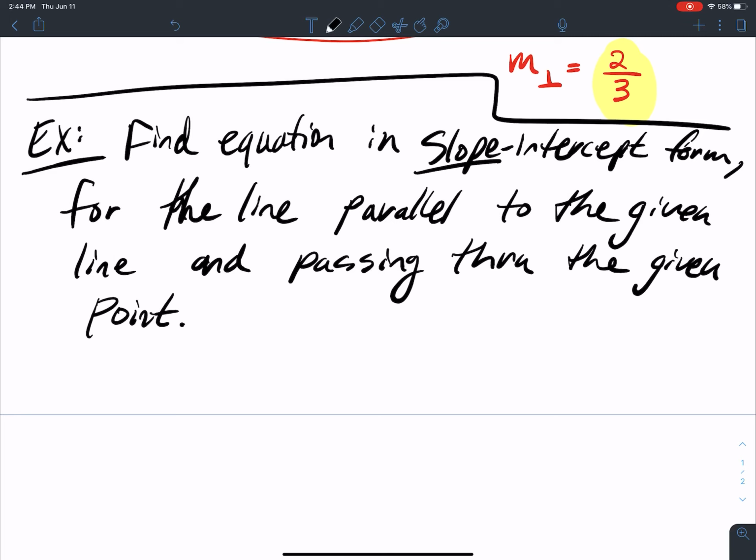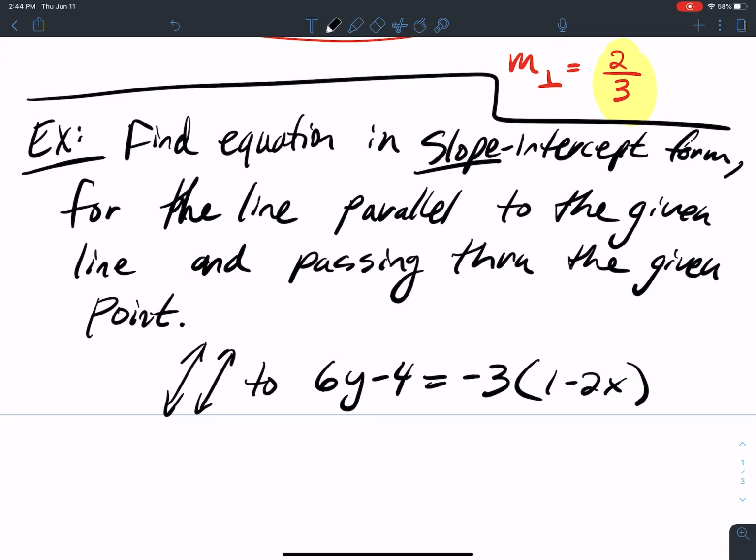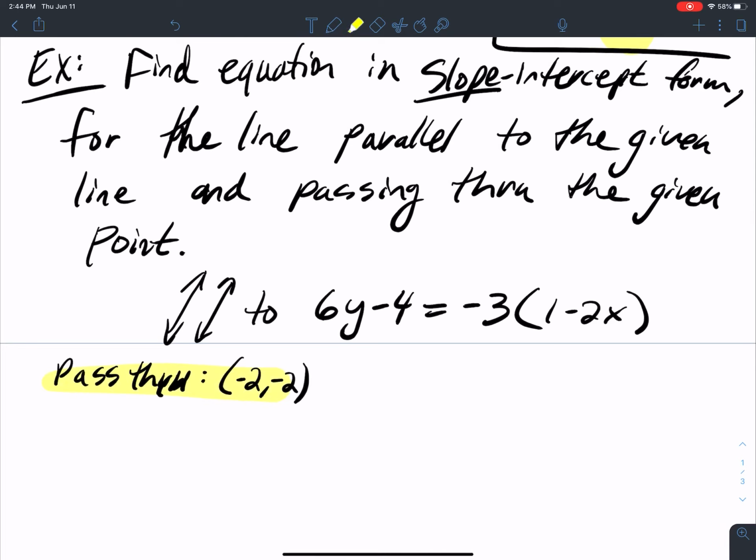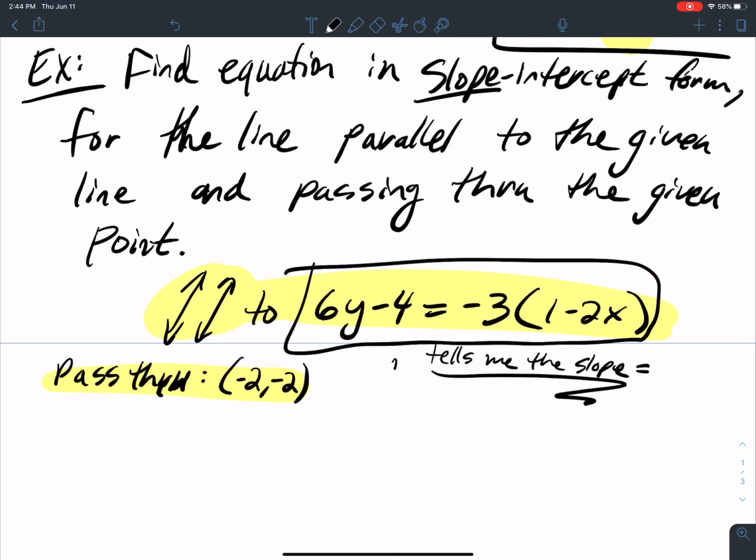Okay, so the first one, I want it to be parallel to the line 6y - 4 = -3(1 - 2x), and pass through the point (-2, -2). Okay, so how do I do this? Well, what do I need? I got a point, I need a slope, right? The only thing this tells me right here is what the slope is. How do I know it tells me the slope? Because parallel lines have the same slope, they're equal. So if I can find the slope of this equation, then I know the slope of the line that passes through that point. Okay? So let's do it.